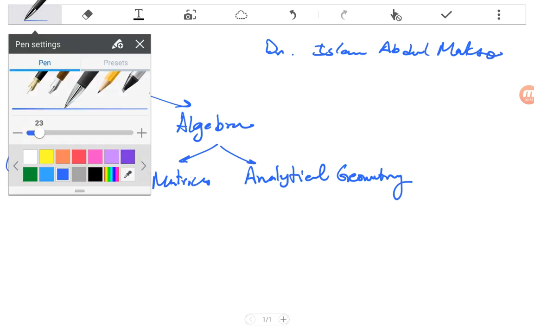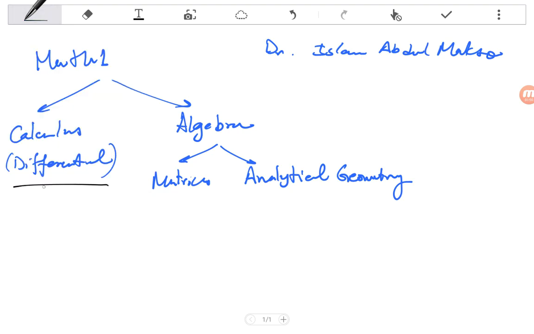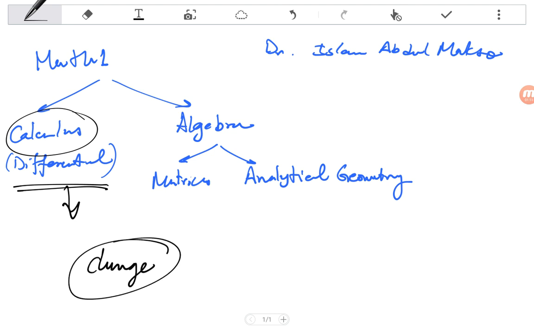Today we'll start with the first category, which is calculus, or more specifically differential calculus. What is calculus? Calculus is the study of change. In many applications we will find that there is a relation between some variables.